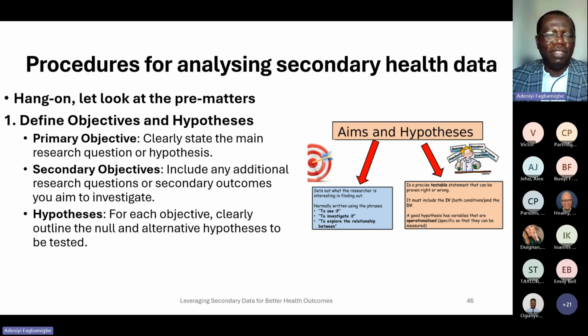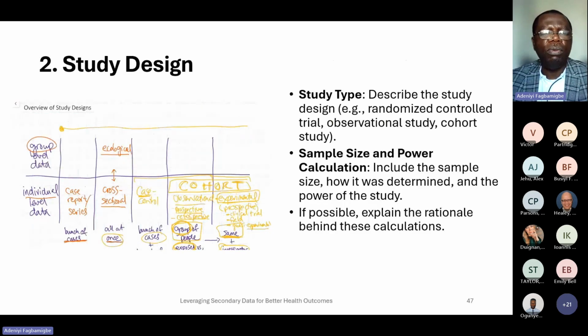You need to state the main research question and hypothesis, as well as the secondary objectives, and so on and so on, before you can even talk about secondary data. There must be a plan. And that is the first step. And what is the next thing you need to do? You need to design and think about how you want to carry out this study.